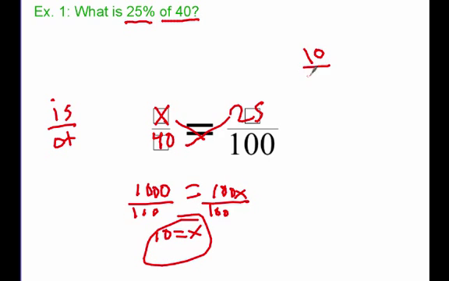So my answer is 10 over 40 equals 25 over 100. If we think about it, if we do the division on both sides, 10 over 40 gives me 0.25. 25 divided by 100 also gives me 0.25. All right, so all we did is set up our proportion using the information here and solve it. Let's try another example.